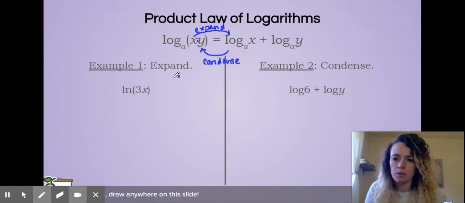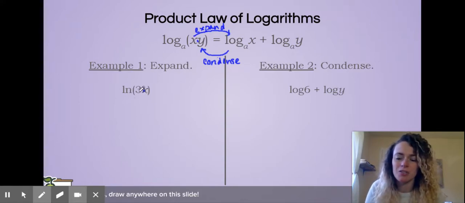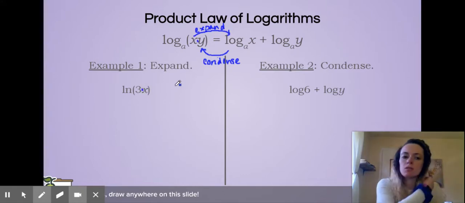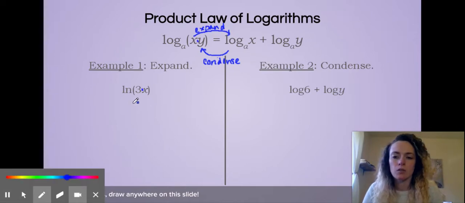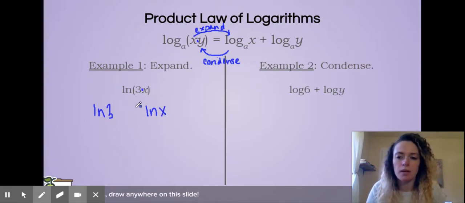First up, expanding. If I have the natural log, so it works for any types of logs, I have the natural log of 3 times x. So I'm emphasizing that, yes, it is just 3x, but it's also 3 times x. So if I want to expand that out, I'll have two natural logs, one of each piece of the product, so natural log of 3 and the natural log of x. And because they were multiplied together when I expand it out, they get added together. And that's it.